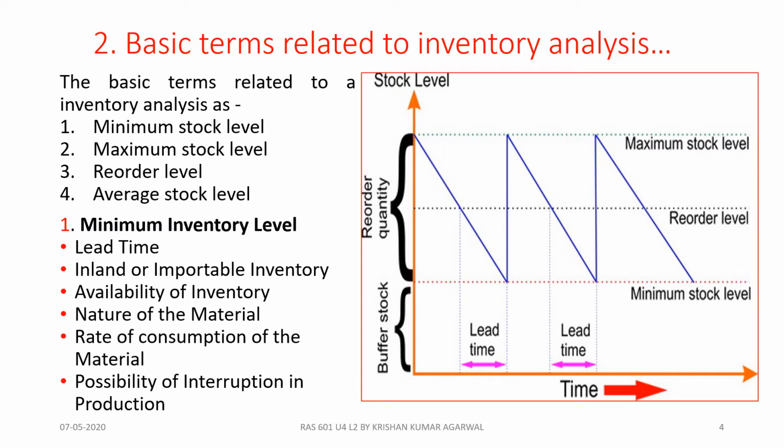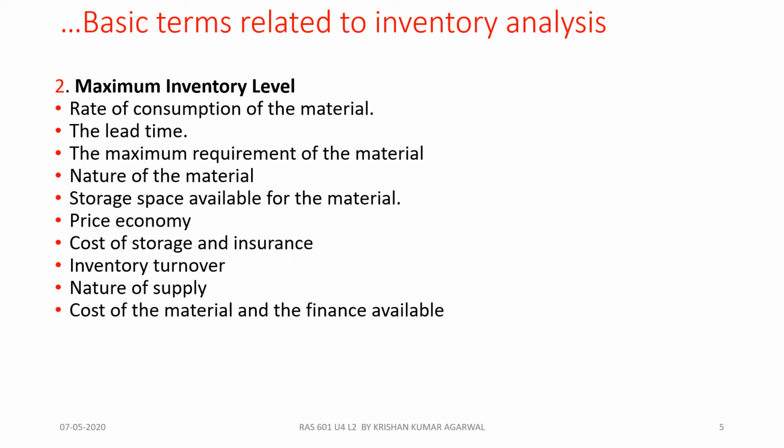Next is the maximum stock level. The maximum stock level depends on various factors, such as the rate of consumption of material. If the rate is very high, then obviously the maximum level will be higher. The lead time also matters a lot here, as per the demand of the customer, lead time also changes. The maximum requirement of material, nature of material, and storage space available with the manufacturer also matter. Price economy, cost of storage and insurance, inventory turnover, nature of supply of the product, as well as cost of material and finance facilities available with the manufacturer matter a lot while maintaining the maximum amount of inventory within the plant.